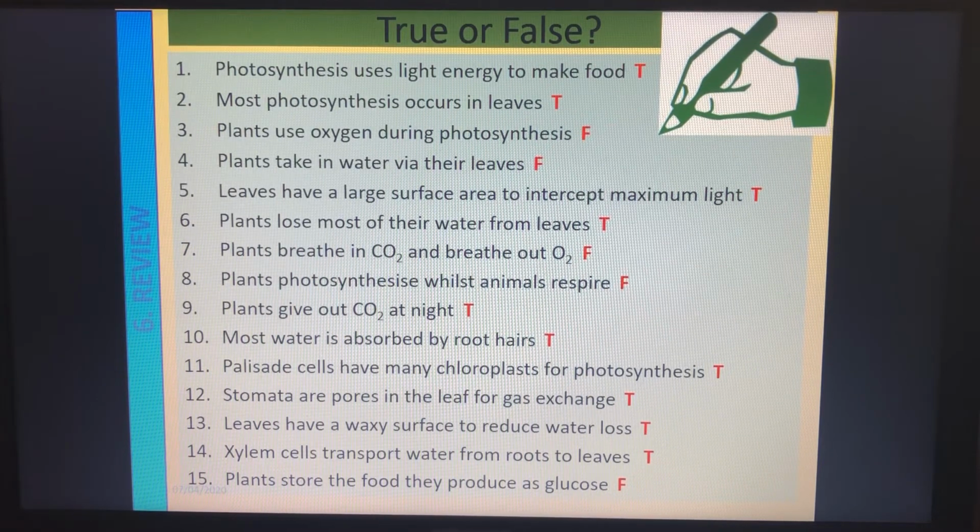Number 15. Plants store the food they produce as glucose. We haven't come across that one yet. We know they make it as glucose. How they store it is definitely not glucose, but we've got a number of strategies that they implement, which we'll talk about in another lesson, so that one was false.